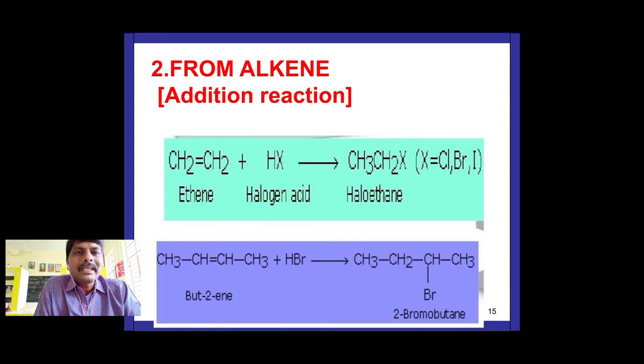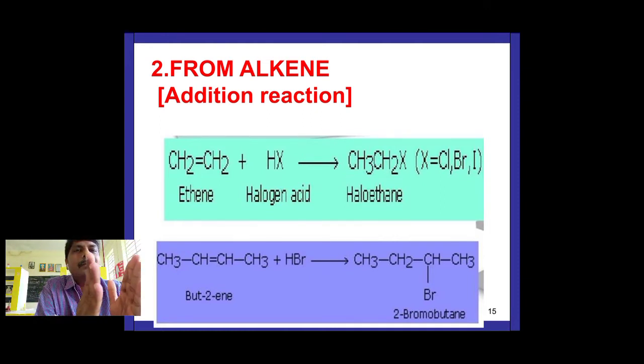Next, one more example is butene. If you take butene and add HBr, you will get 2-bromobutane. So it is an addition reaction. But here some exception is there, some variety of reaction is there. If the alkene is unsymmetrical... here in the present slide I have taken only symmetrical alkenes. You can see the double bond is present in the middle of the compound.